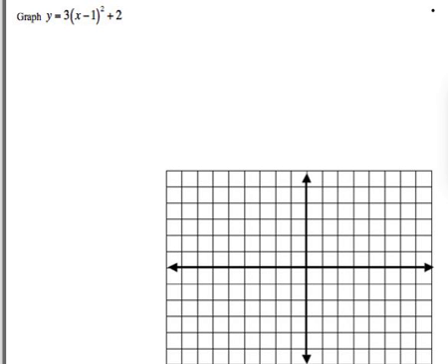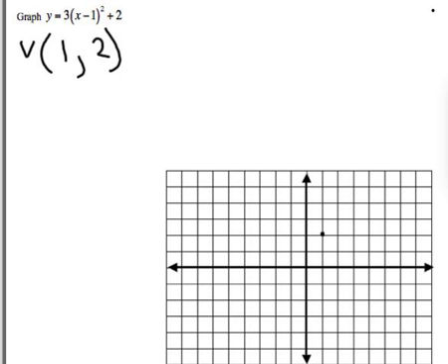Now, this is in the proper format, the nice completed square format, so that you can easily see what the vertex is. The vertex in this one is always going to be the opposite of what's inside with the x minus 1. So instead of negative 1, it's 1. And the y value is the 2 on the outside. So the vertex is (1, 2). So we can go ahead and plot that on our equation. (1, 2). Go ahead and plot that point as our vertex.